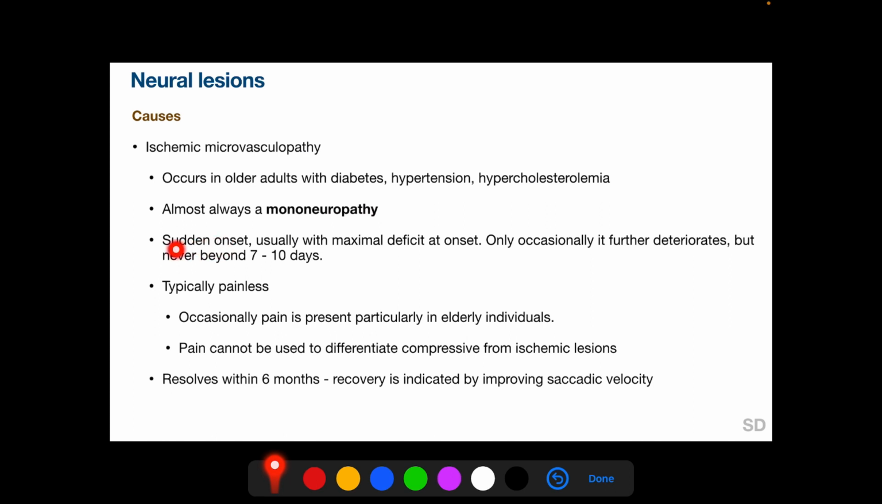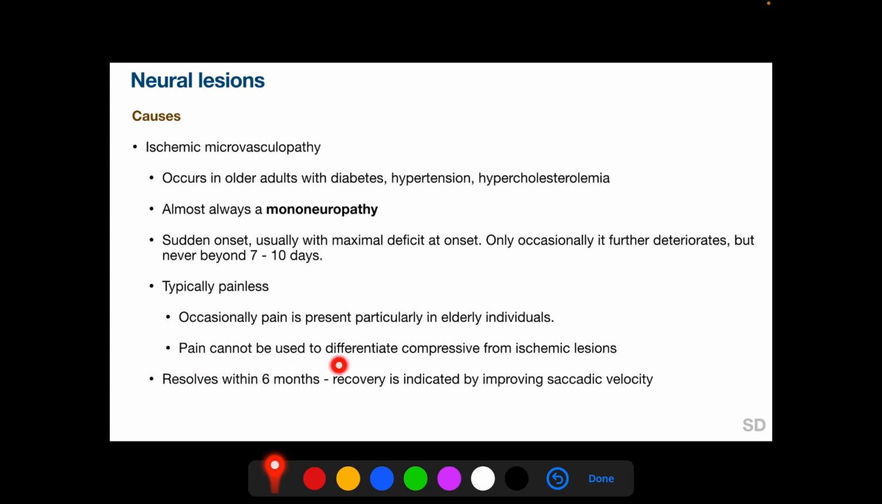The onset is sudden and the deficit is usually maximal at onset, and only occasionally does the deficit further deteriorate, but the deficit never deteriorates beyond 7 to 10 days of onset. Typically, the patient does not complain of any pain, but occasionally pain is present, particularly in elderly individuals.